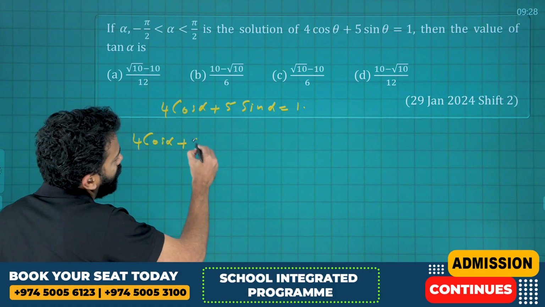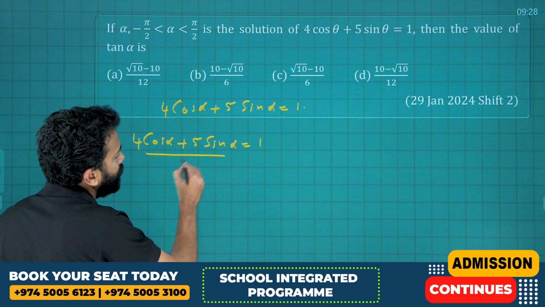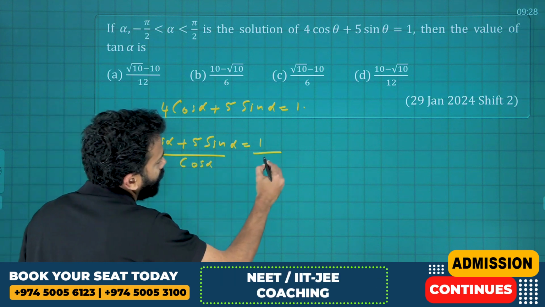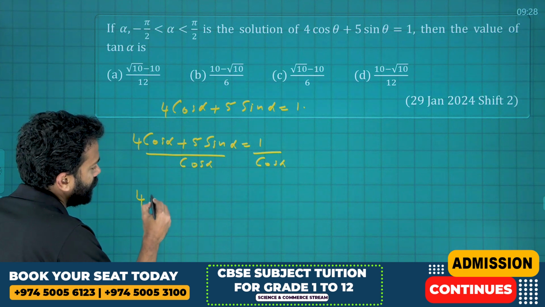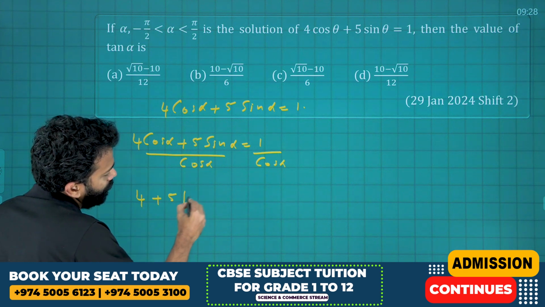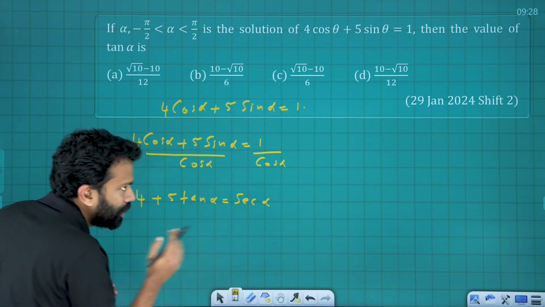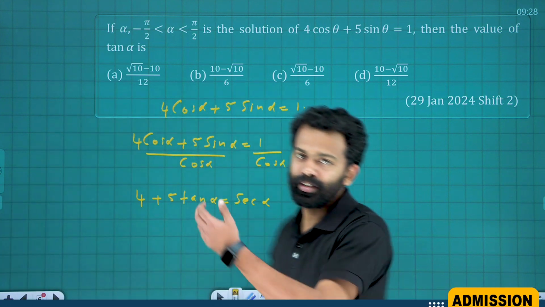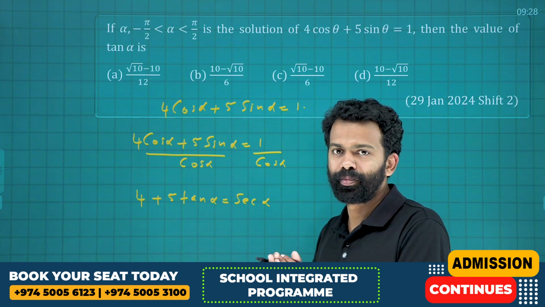That is 4 cos alpha plus 5 sin alpha is equal to 1, divided by cos alpha and by cos alpha. After individually dividing it, we can write it like this: 4 plus 5 tan alpha is equal to sec alpha. Another problem comes. The right hand side is in terms of sec alpha. So, how are you going to fix this problem?